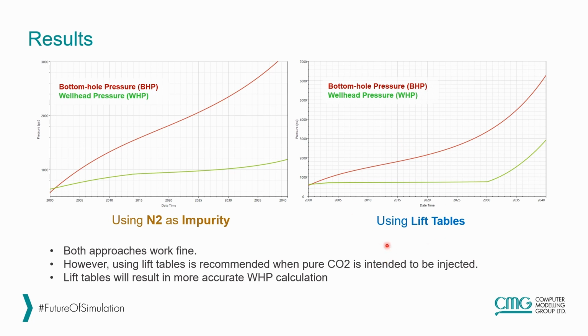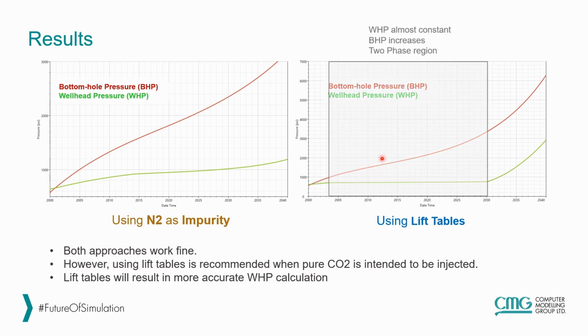So if we look at the lift table approach, we see four main parts in the life cycle of a CO2 injector. At the very beginning, where the friction component is dominant, the bottom hole pressure is less than the wellhead pressure. And then eventually the hydrostatic component overcomes, but still we are below the saturation pressure. And this is when the wellhead pressure is increasing and also the bottom hole pressure, and the bottom hole pressure is more than the wellhead pressure.